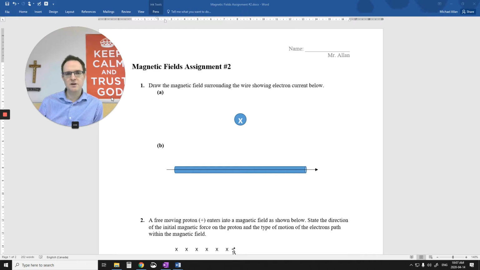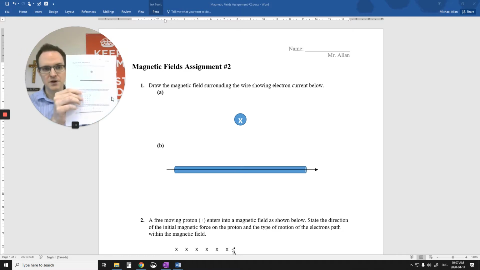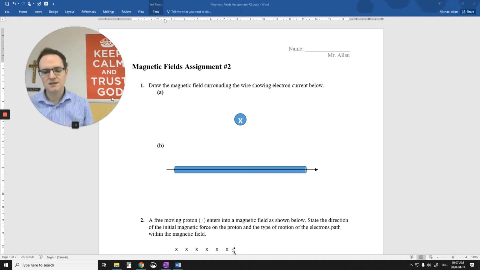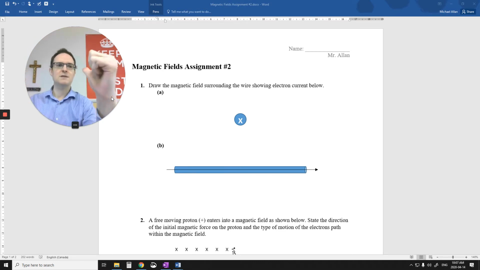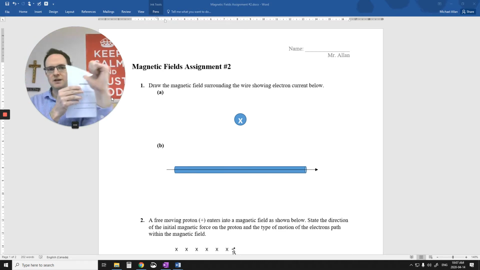Okay, physics 30, so I'm going to go over assignment number 2 here for magnetic fields. I'm going to do slightly different than I usually do. I'm going to actually use a physical piece of paper here, and I'm going to show what I'm doing with my hand to determine the direction using this piece of paper. All right, so it's a little bit confusing trying to figure out what it means when it's coming towards my face. That means it's actually going into the page.